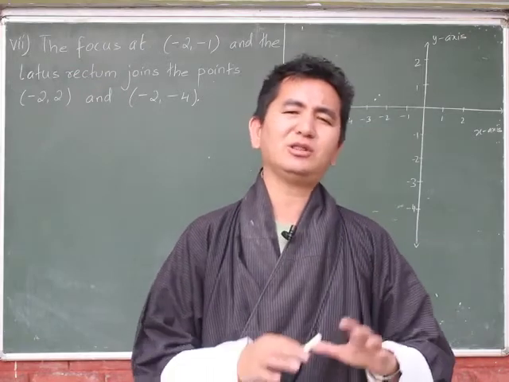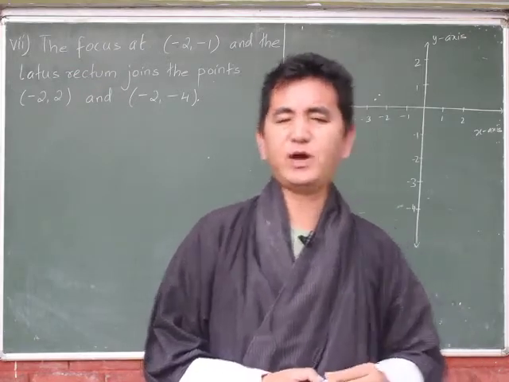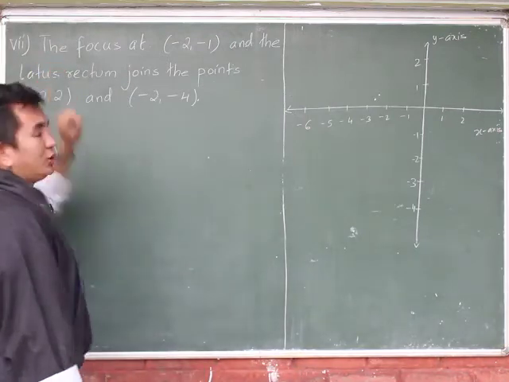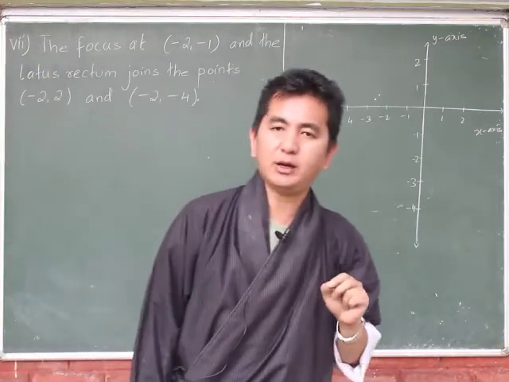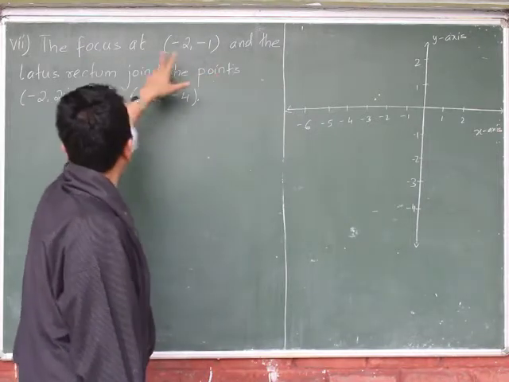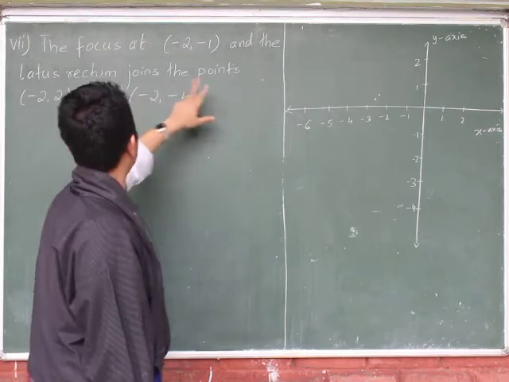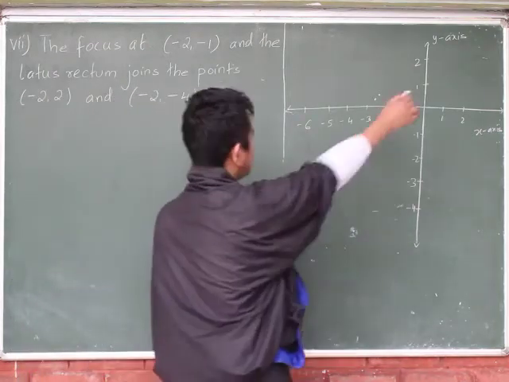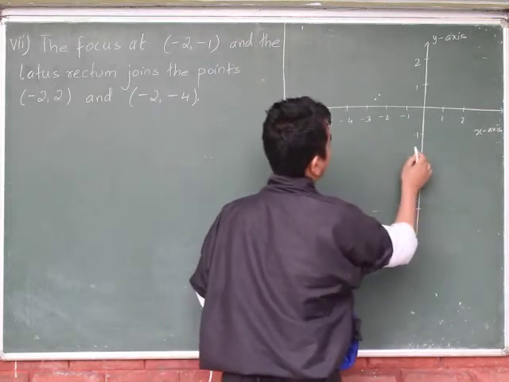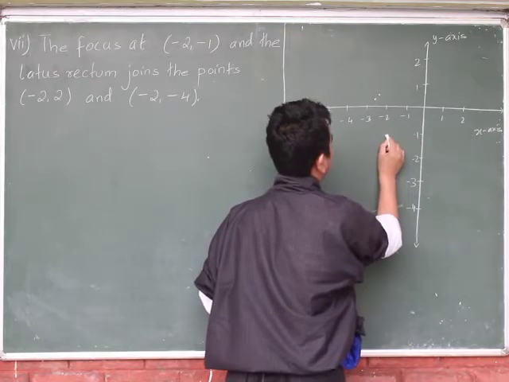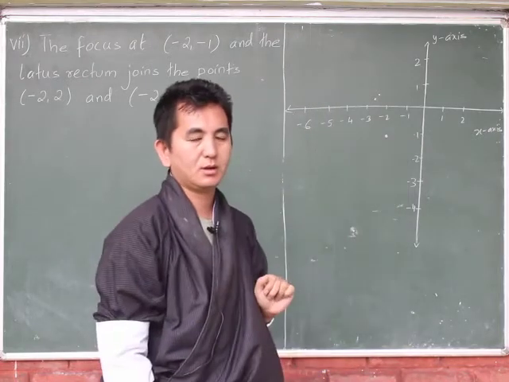Actually it's not that difficult. It's very simple. So listen carefully here. In this question you need to find the equation of the parabola where the focus is given at (-2, -1) and the latus rectum joins these two points. Anyhow, the focus is given as (-2, -1), so this becomes the focus.